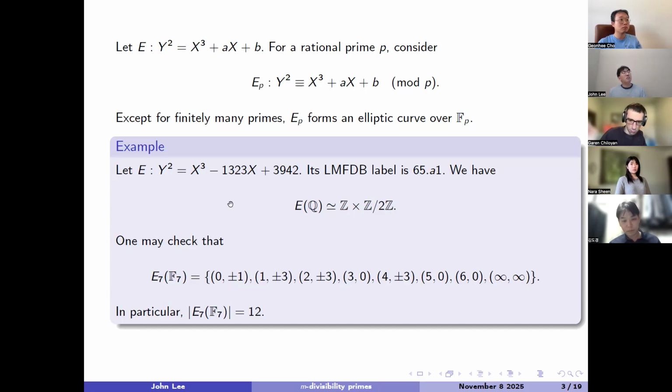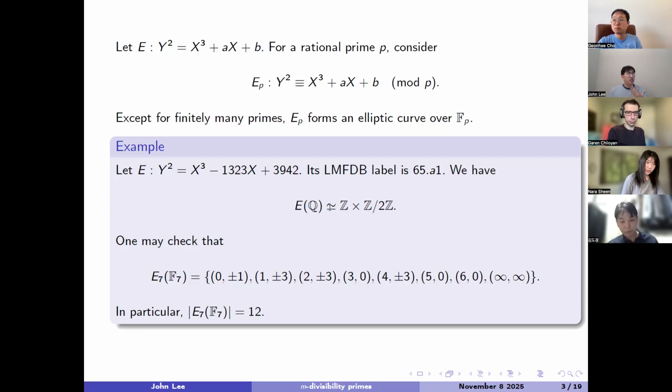Okay, so here's one example. Here's an elliptic curve, and here's the LMFDB label. You can go to the LMFDB site and type 65A1 and you get this elliptic curve, or something isogenous to this, a different expression of this elliptic curve. For this elliptic curve, it is known that the rational points form an abelian group Z times Z/2Z. So there's one generator, so the rank is 1. We have the torsion part, Z/2Z.